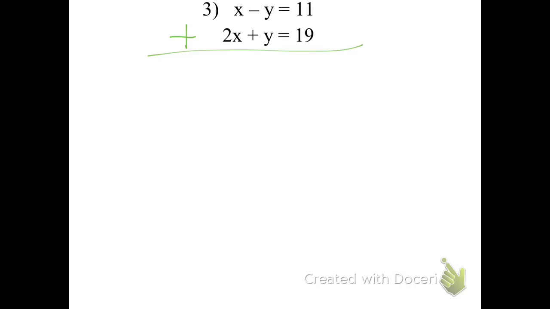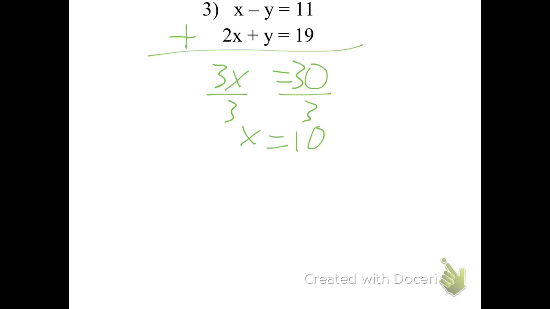So we're going to take these two equations and we're going to just add them straight down. 11 plus 19 gets you 30. Negative y plus y gets rid of the y, so there's no more y. And x plus 2x gives you 3x. Divide by the 3. And now we have x. X equals 10. Now we got the x.